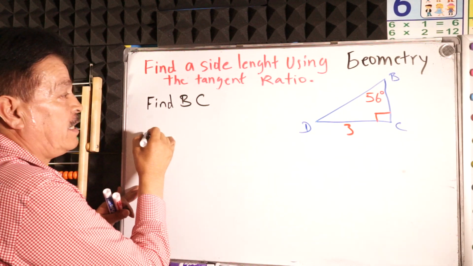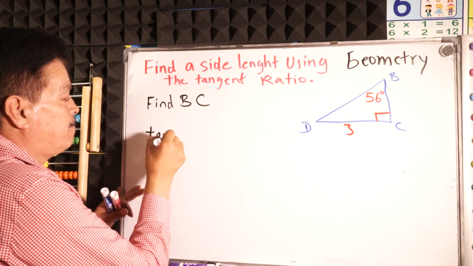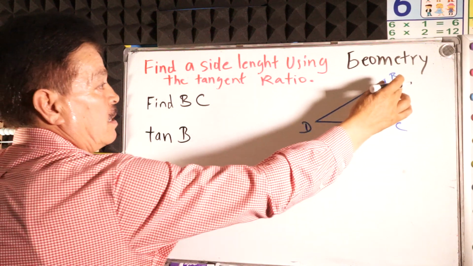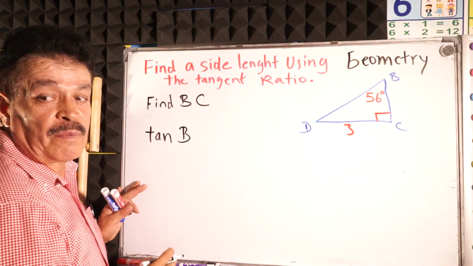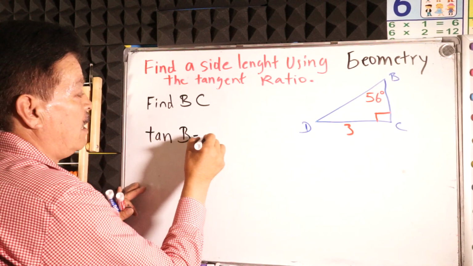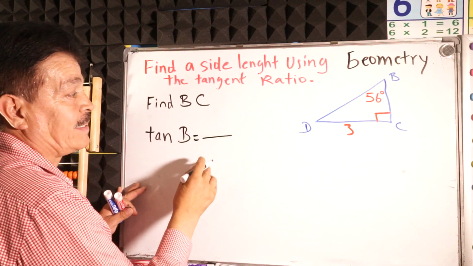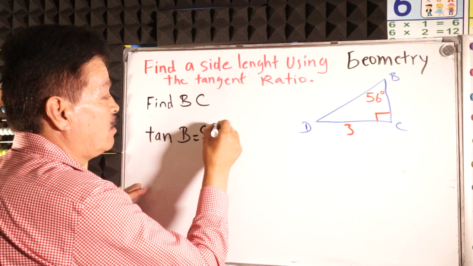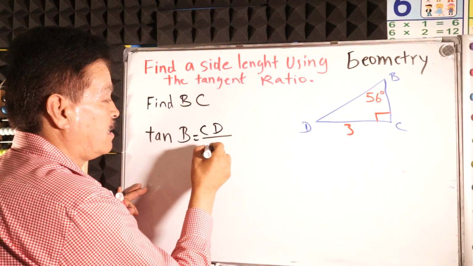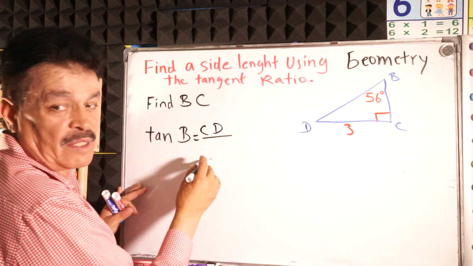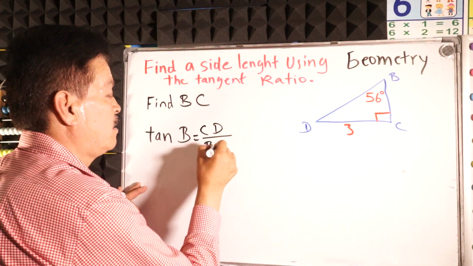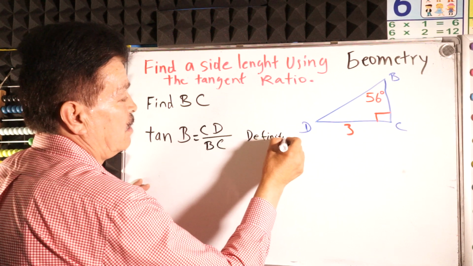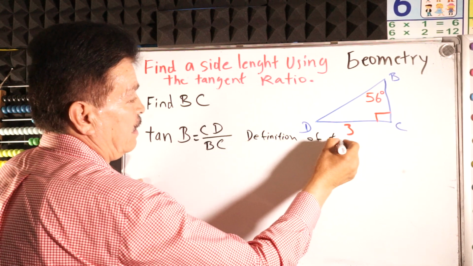All right. So first step, just write the definition of tan. You have to write tan B, you're talking about the angle. That angle 56 equals. The definition is the opposite side over the adjacent side. The opposite we have to write CD, and adjacent side, remember, adjacent is BC. See, this is the definition of tangent.